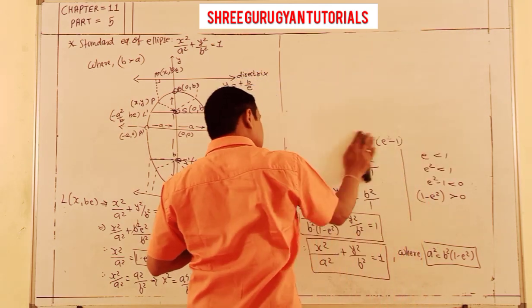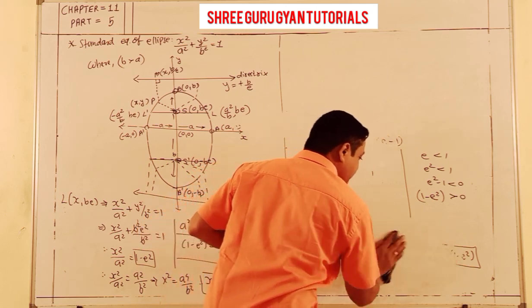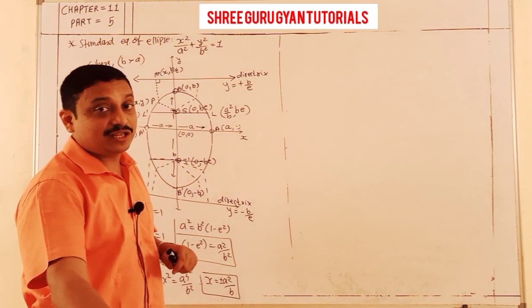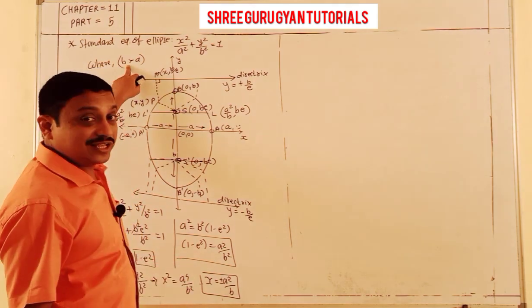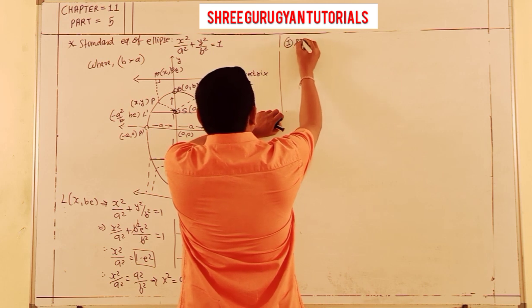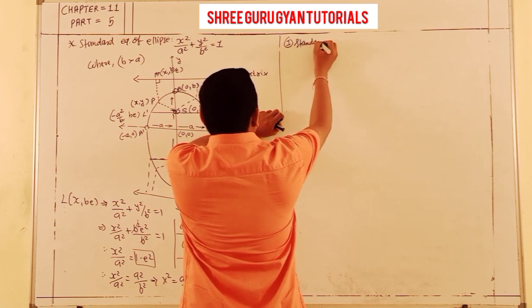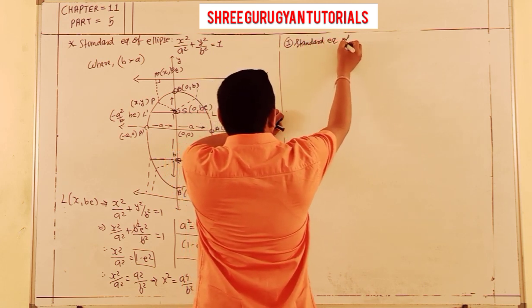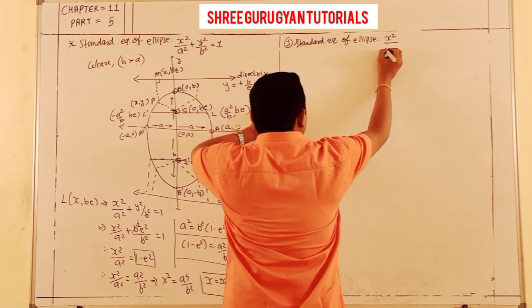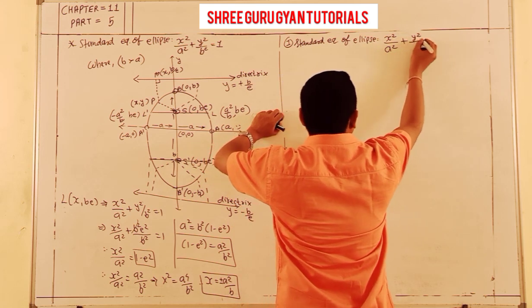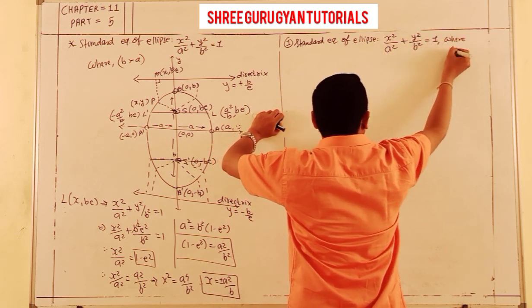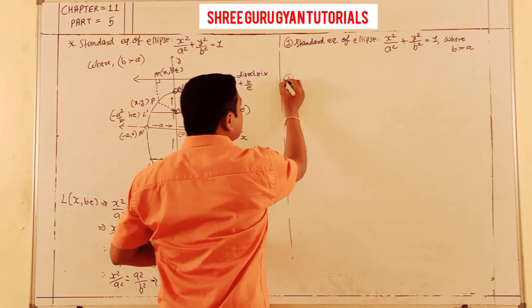And now students, I will show again the same 9 points to relate it, our second type of ellipse. Only the change is the condition: a more than b is the first case and b more than a is the second case. So we write down the first standard equation of ellipse: x square by a square plus y square by b square is equal to 1, where b more than a.